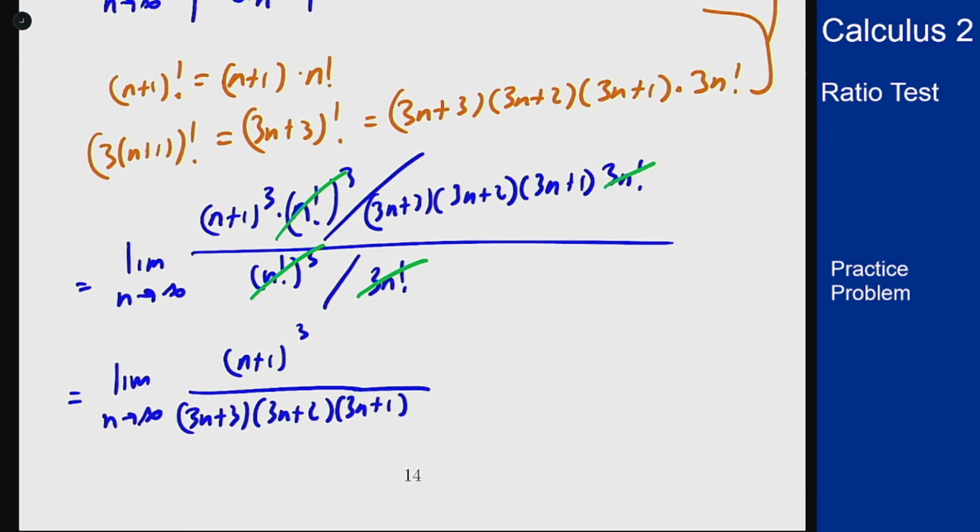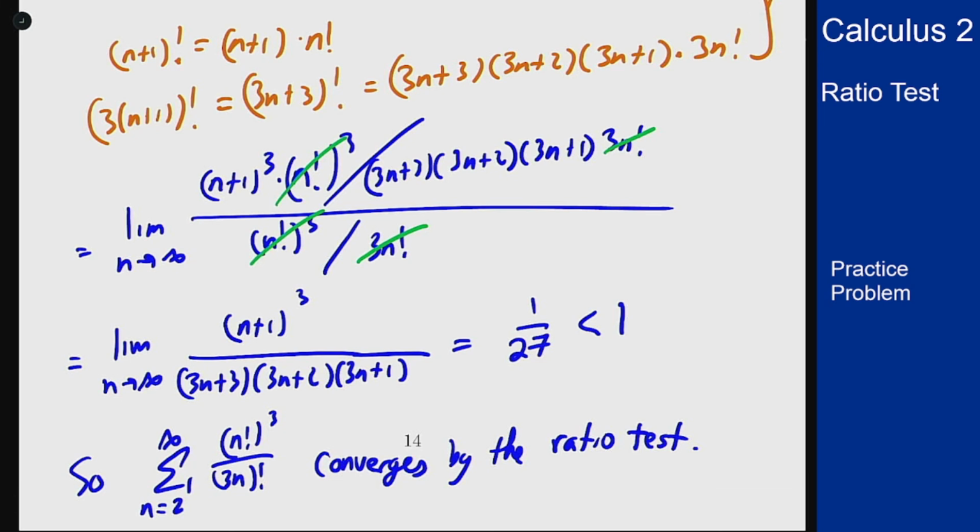Now if we were to expand out the top and bottom, the highest power I see on top is an n cubed in the first term, and on the bottom I will see 27n cubed, since I'll see 3n times 3n times 3n. So this limit is going to be 1 over 27, which is in fact less than 1, so therefore this series converges by the ratio test.